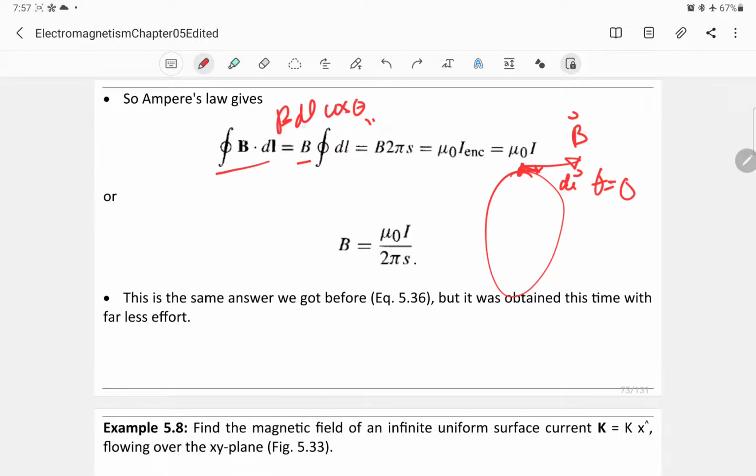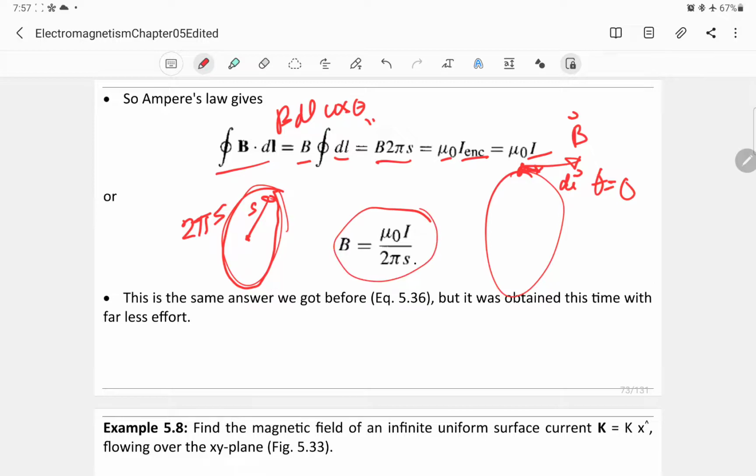And since B is constant in magnitude, you can take that out of the integral and just integrate dl. The integral of dl, because that is just a circle, is the total length, which is 2 pi times the radius s, so 2 pi s here. And this is of course equal to mu sub 0 times I enclosed, which is just I. So your B is mu sub 0 I over 2 pi s.